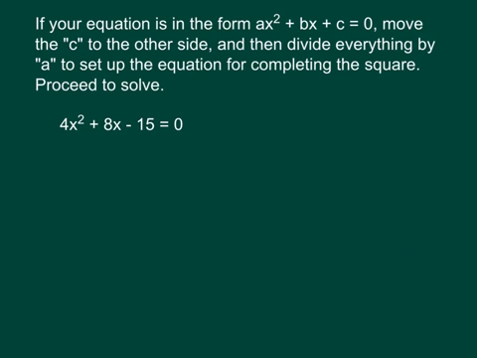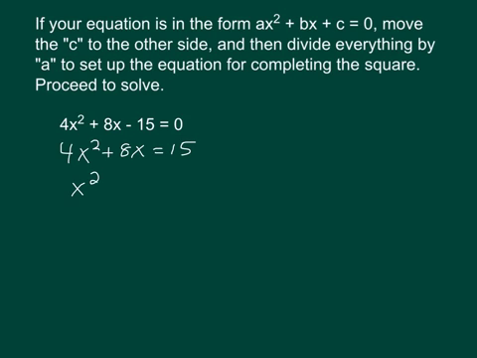If your equation's not set up as conveniently, you can get it that way by moving some things around with some algebra. We have to move the constant to the other side and divide everything by a so that we have just x squared plus bx equals a number. So in this case, I'm going to start by adding 15 to each side, and then I'm going to divide everything by 4.